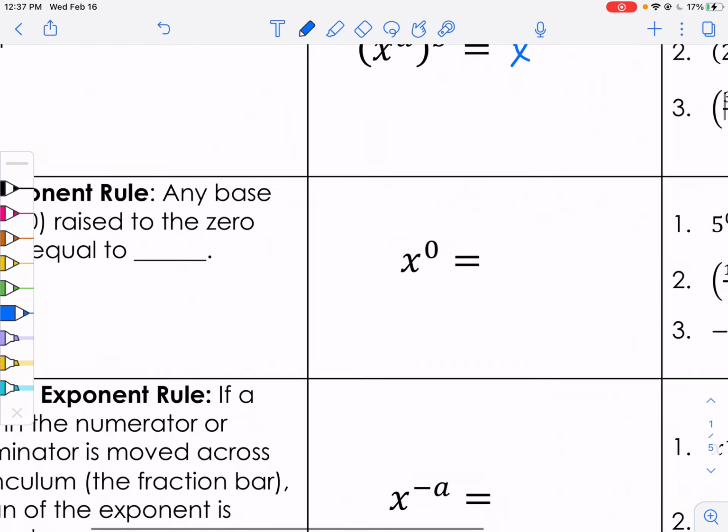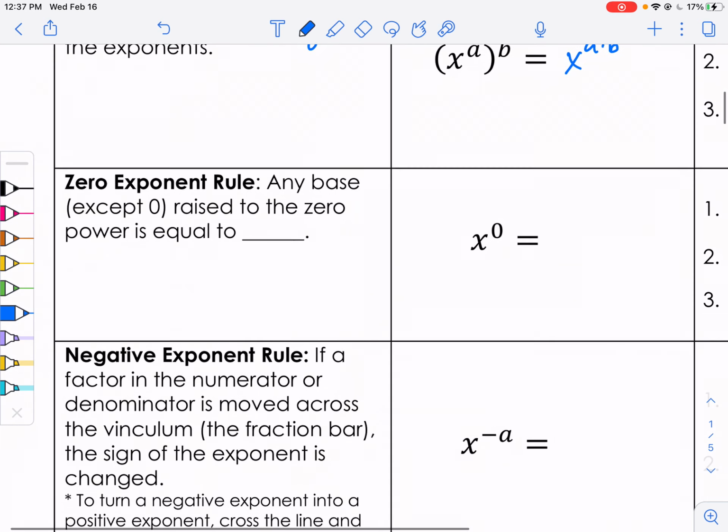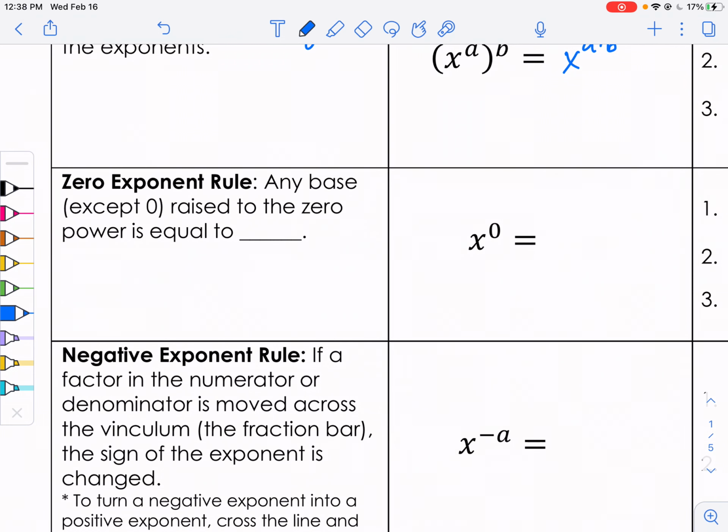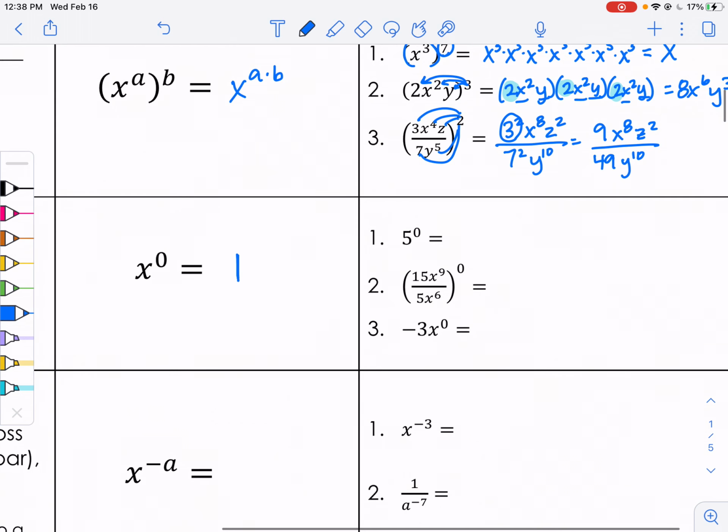All right, for our next one, we have our 0 exponent rule. Any base except 0 raised to the 0 power is equal to 1. So x to the 0 power is 1, just like that. So 5 to the 0 power is 1. This whole thing to the 0 power is 1.